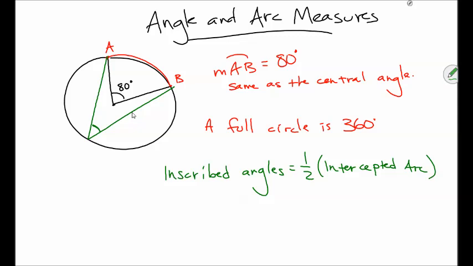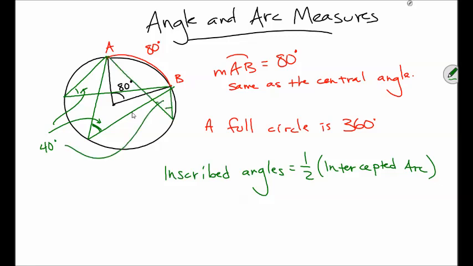So this intercepted arc, again, is the exact same as the central angle. This is 80 degrees. And this inscribed angle down here is half of 80, which is 40 degrees. Now let me also point out that's true for any inscribed angle that will intercept arc AB. So this arc right here, this angle is also 40 degrees because it intercepts an arc that has 80 degrees. Or this angle as well has an angle of 40 degrees because it also intercepts the arc of 80 degrees.